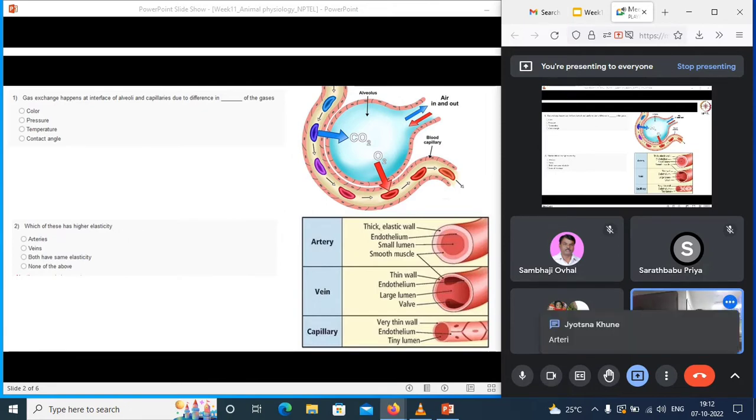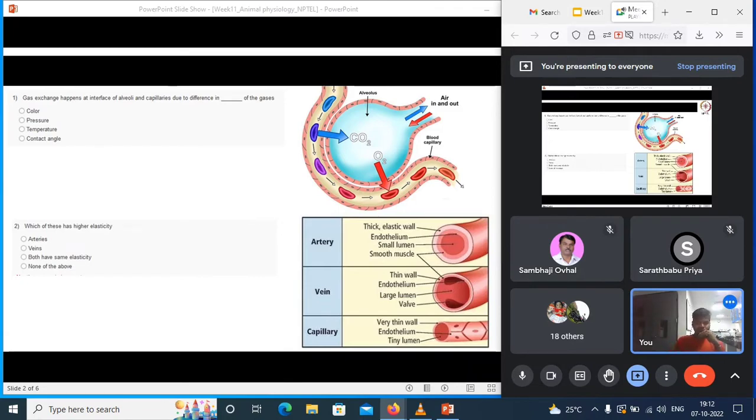Similarly, the vein is thin walled because the diastolic pressure is less. However, the systolic pressure, which squeezes to supply the blood all across the body, is much higher compared to the vein. That's why the elasticity in the artery is much higher compared to the vein, and in the capillary it is very less, because the purpose of the capillary is different. The purpose of the capillary is to increase the surface area. The purpose of the artery is to sustain the pressure. That's why the elasticity is more.